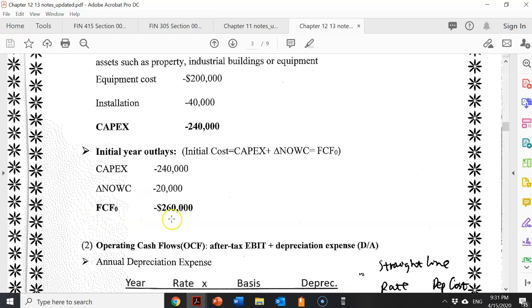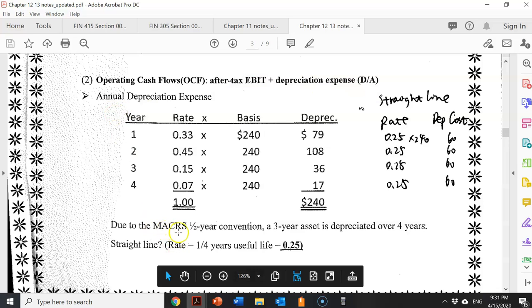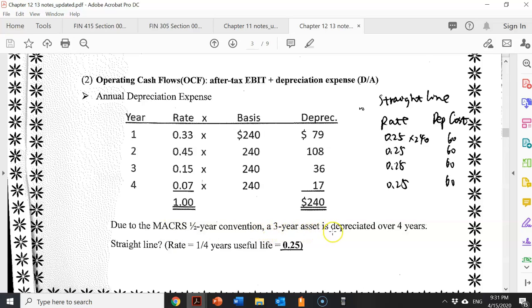Once we pay this initial cost and start the project, we would have operating cash flows. It is the after-tax EBIT plus depreciation. Because we have the MACRS half-year convention, the 3-year assets will be depreciated over 4 years. According to this convention, the annual depreciation rates would be 0.33, 0.45, 0.15, 0.07 for these 4 years, and these 4 rates should add up to 100%, or 1.